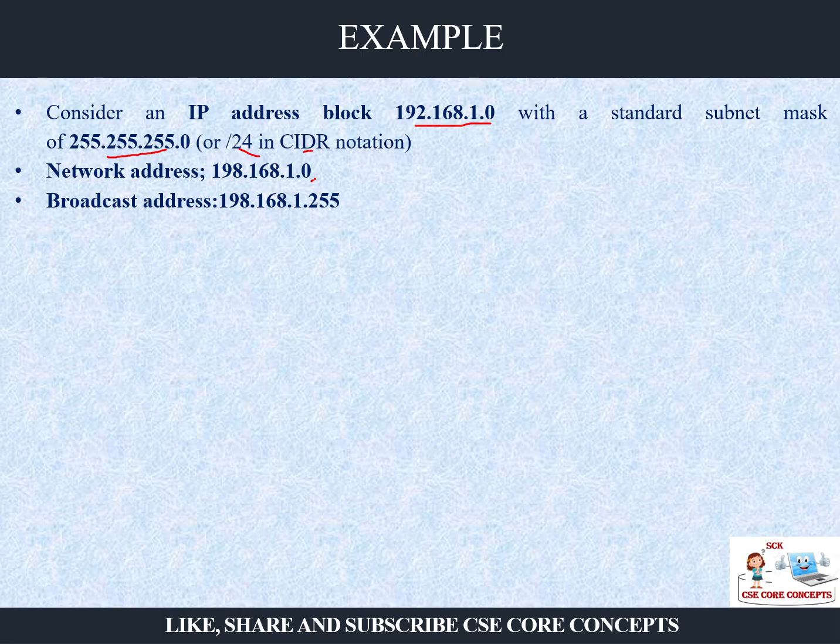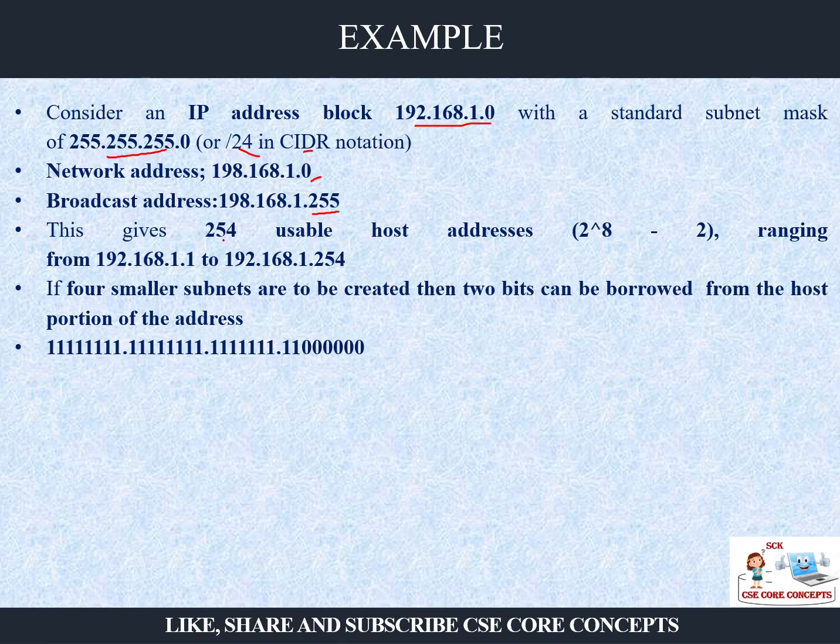Where the host address is always 0. So .0 is the network address, and .255 is your broadcast address. Now this gives 254 usable host addresses. What is the range of the numbers? From 1 to 254. Now this is my whole network, right?